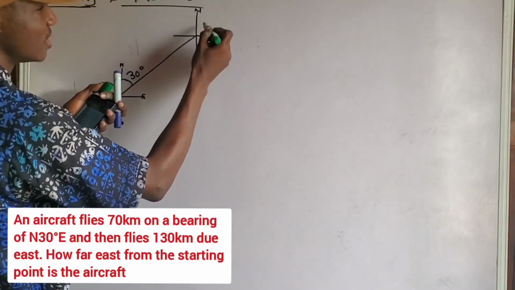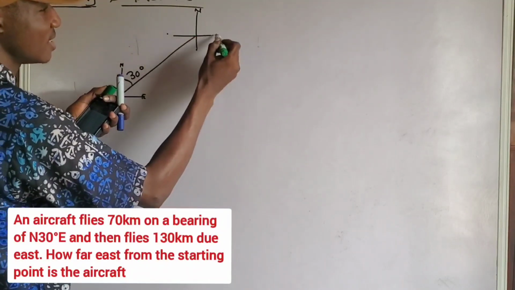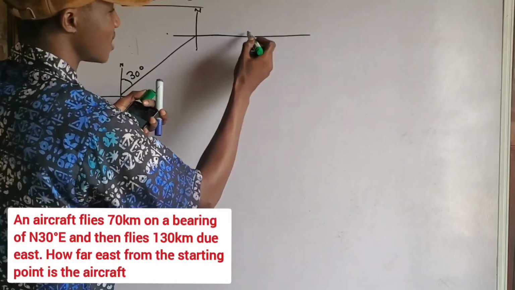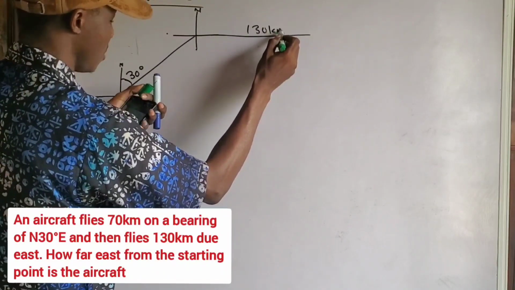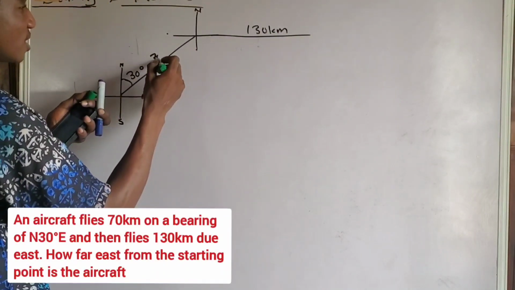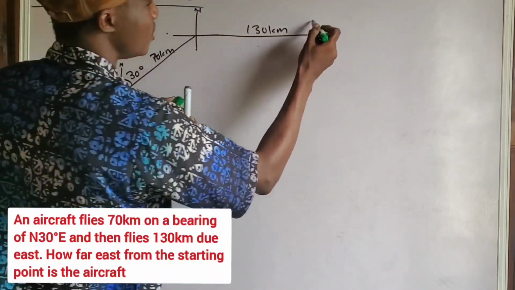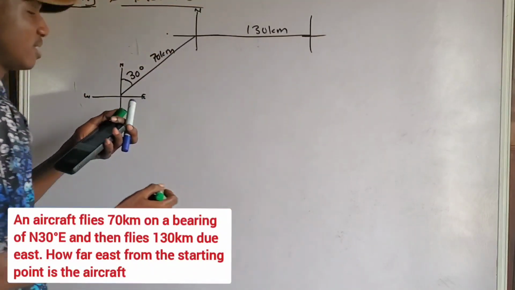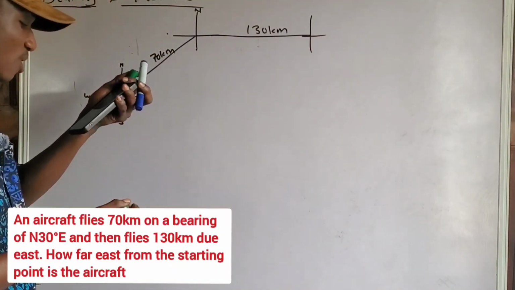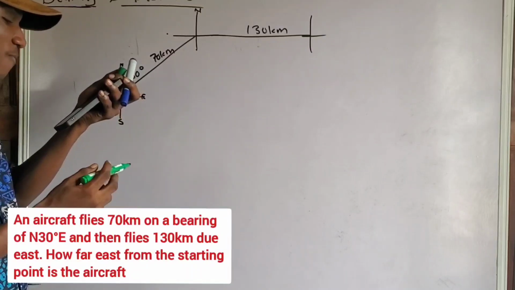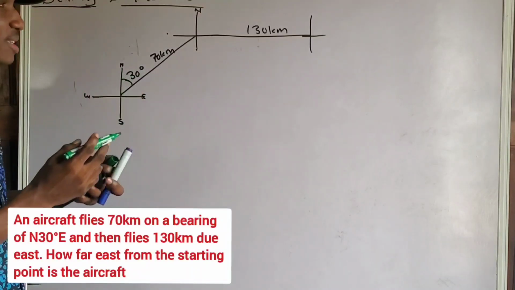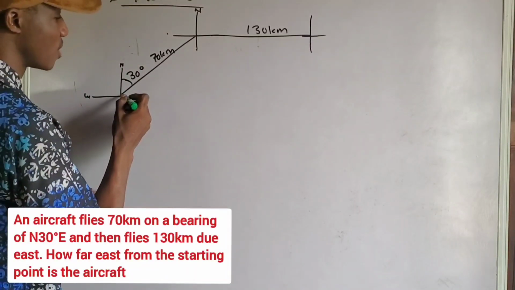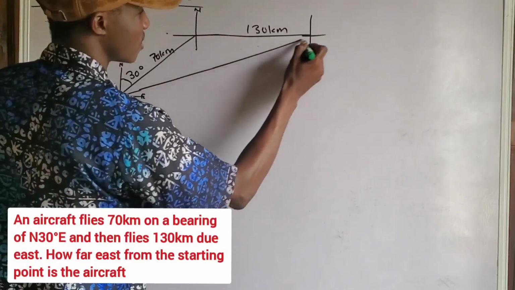We know that this is north, this is south, this is west, and this is east. So 130 km, and this is 70 km. Draw the cardinal points. Now the goal of the question is to calculate how far east from the starting point the aircraft is. So this is what we are looking for. We are looking for this distance.